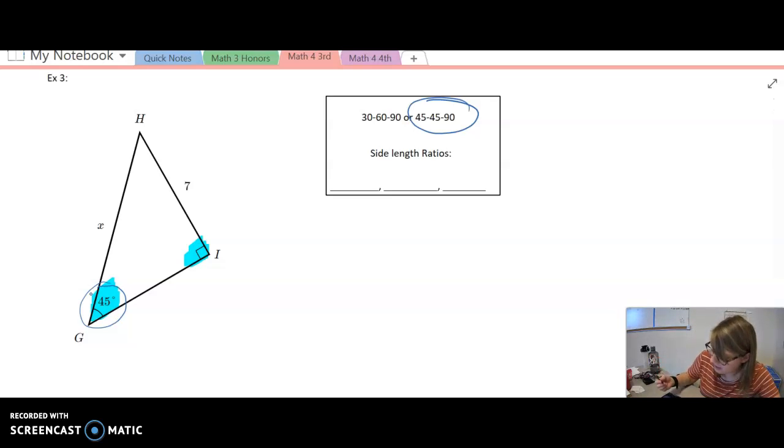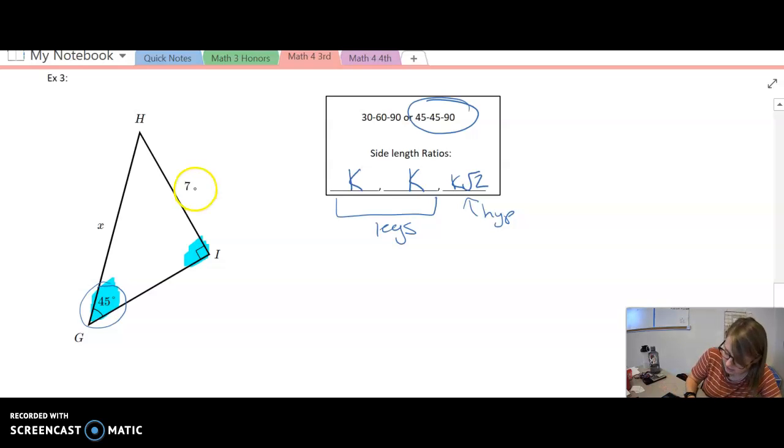So let's write our side ratios. So it's K, K, and K square root of 2. So again, these are my legs, and then this is my hypotenuse. So if my legs are K, that means 7 is going to be equal to K, and X is going to be equal to K square root of 2. So we need to figure out what X equals.